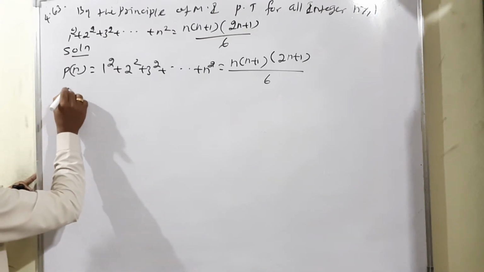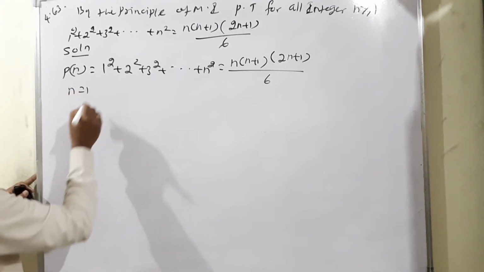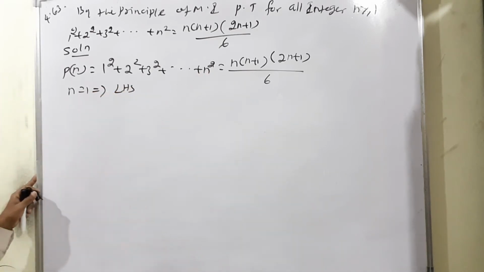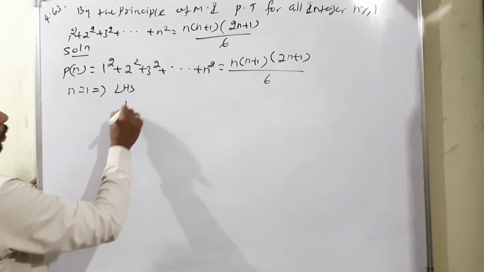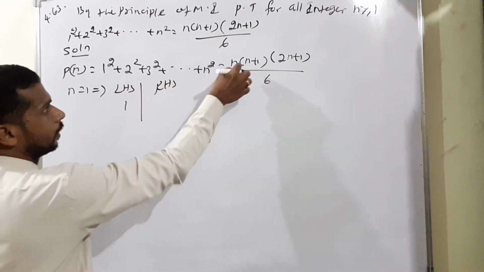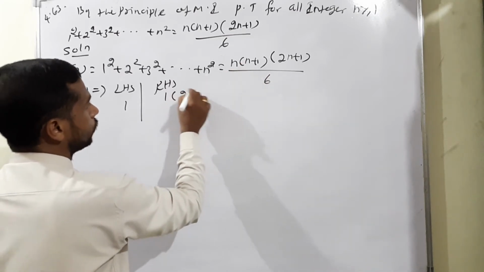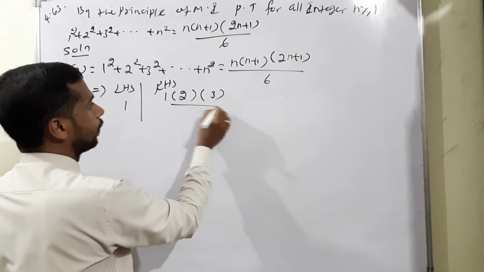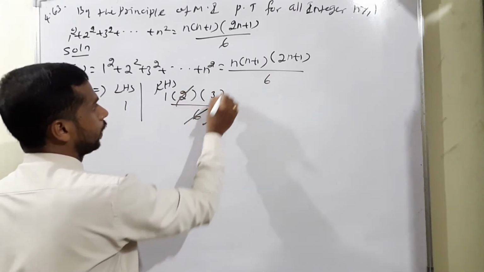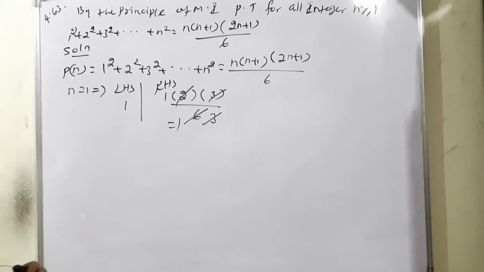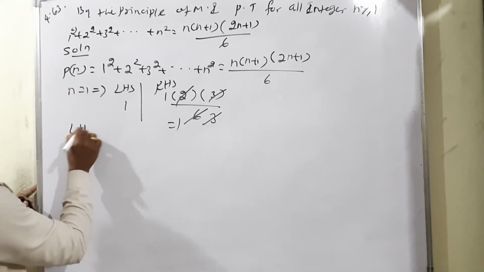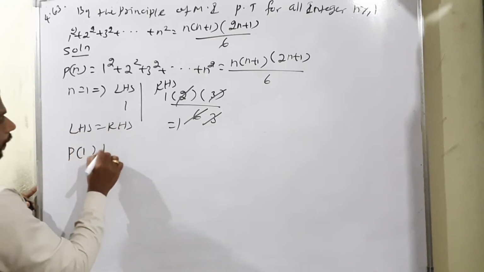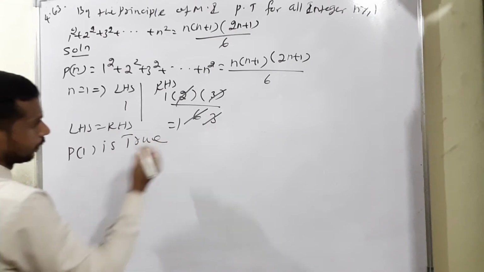First, substitute n is equal to 1, what will happen? LHS is only 1, so n square means 1 square, isn't it? So 1 square means value 1. Then RHS: 1 into 1 plus 1 is 2, again 2 into 2 plus 1 is equal to 3, divided by 6. So 6 and 2 is 3 times, again 3 cancel. So RHS also has value 1. So we can say LHS is equal to RHS, which means definitely P of 1 is true. The first condition is clear.